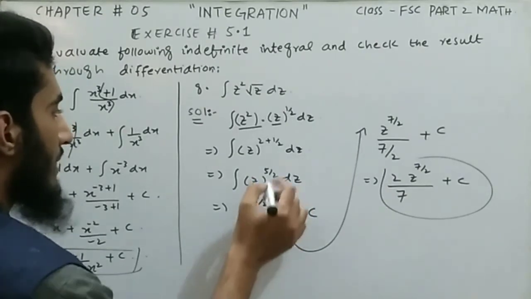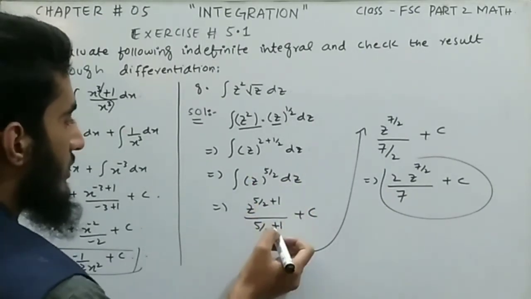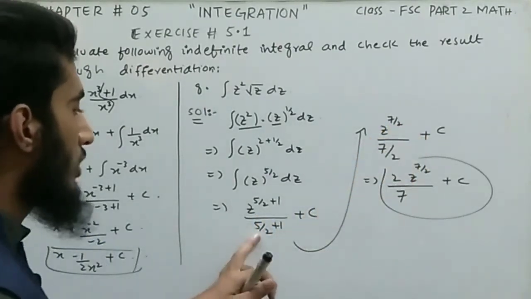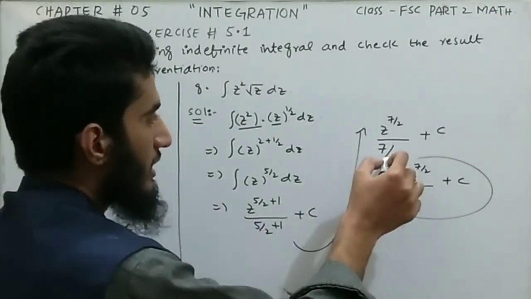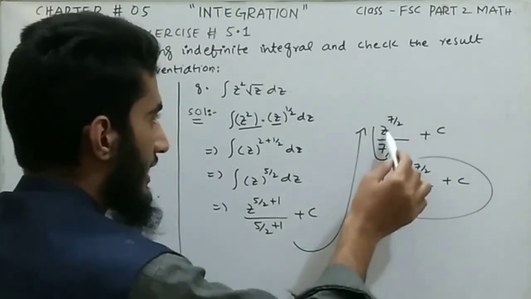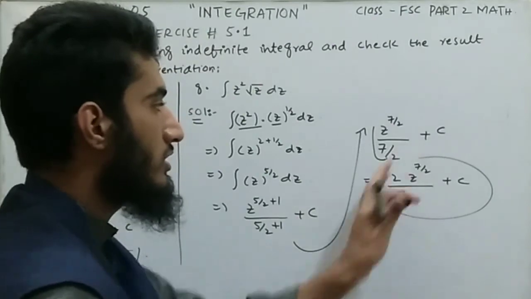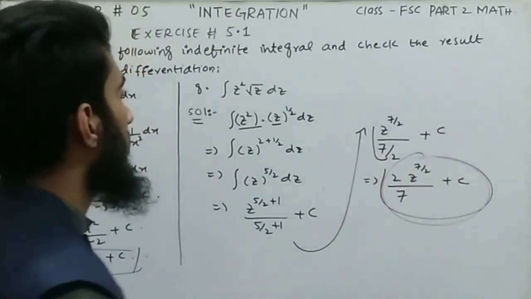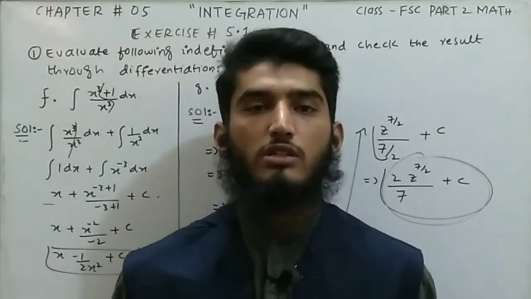Now using the generalized power rule, add 1 to the power, and use the same number in the denominator, so it becomes 5/2 plus 1. So 5/2 plus 1 gives us z^(7/2), and 5/2 plus 1 in the division gives us 7/2. Now this 2 is in the denominator of the division, so it will move to the numerator and become 2, and this 7 will come down as it is in the denominator, and z^(7/2) comes down as it is, plus the constant of integration. So this is the required result. Now if you differentiate this function, it will give us the given z^2 times the square root of z. So with this question I finish my lecture.